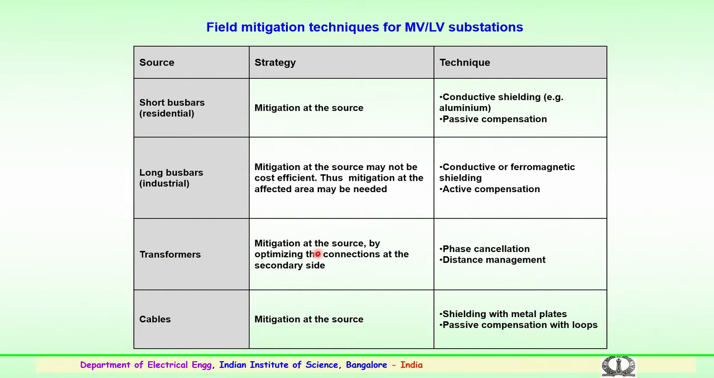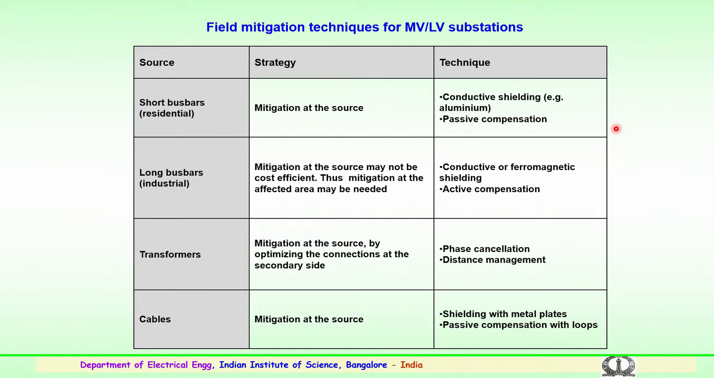In case of transformers, the mitigation for the electric and magnetic field at the source, that is by optimizing the connections at the secondary side, could be reduced. Again for cables, mitigation should be done at the source level. So, what are the techniques opted in case of bus bars for the residential purpose? Conductive shielding, for example aluminum or copper, or proper shielding could be done, and passive compensation, going in for a loop type of arrangement, could reduce the fields in the medium voltage or low voltage. For long bus bars, particularly for the industrial sections, a conductive or a ferromagnetic shielding is advised, and again going in for active compensation could reduce the fields here.